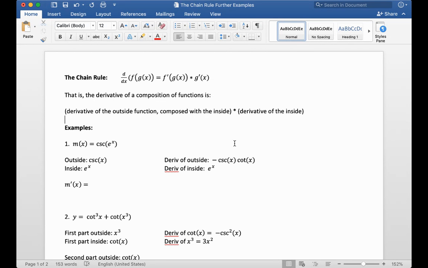Remember, on the last day of class, before the break, we introduced the chain rule for calculating derivatives. And at the top of the screen here, you can see that I've got the formula for the chain rule. The derivative of a composition of functions is the derivative of the outside function composed with the inside times the derivative of the inside function.